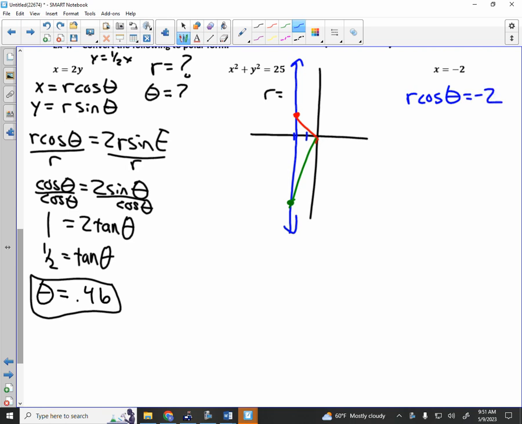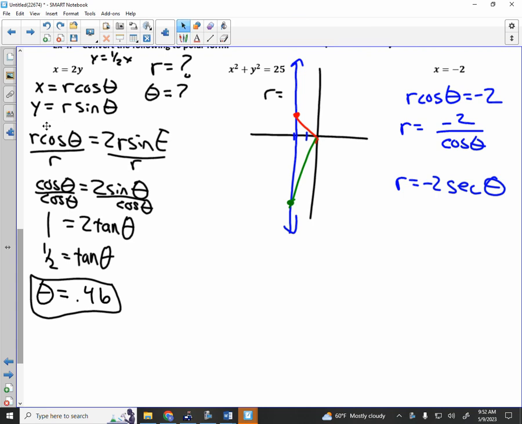And you can see by your calculator, most of the time we like to solve for r equals. In order to solve this, we just divide both sides by cosine. We get r is equal to -2 divided by the cosine of theta. Or in other words, I'd accept either answer on the test, r is equal to -2 secant of theta. These are both acceptable answers. -2 over cosine is the same as -2 secant.